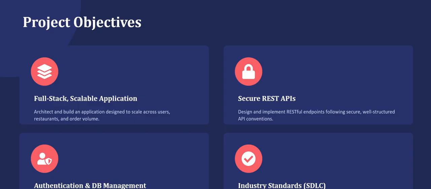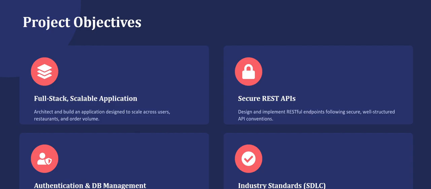Project objective. The objective of this project was to build a scalable, production level ready food ordering application. The application should support multiple users, restaurants and orders without affecting the performance. Another important objective was implementing secure REST APIs. Every request from the front end passes through the backend validation before interacting with the database.